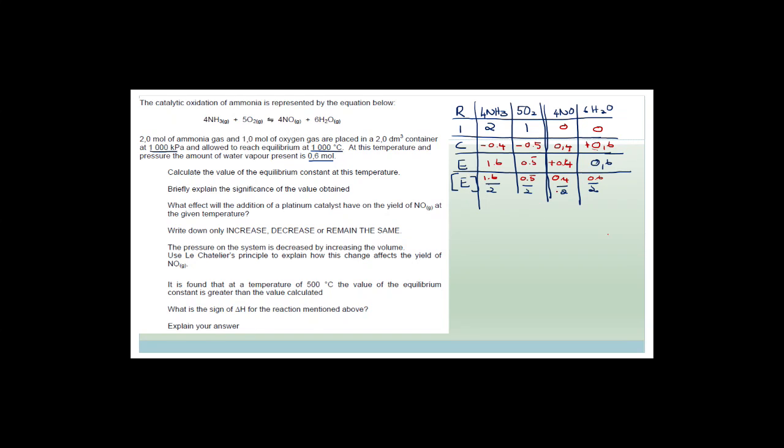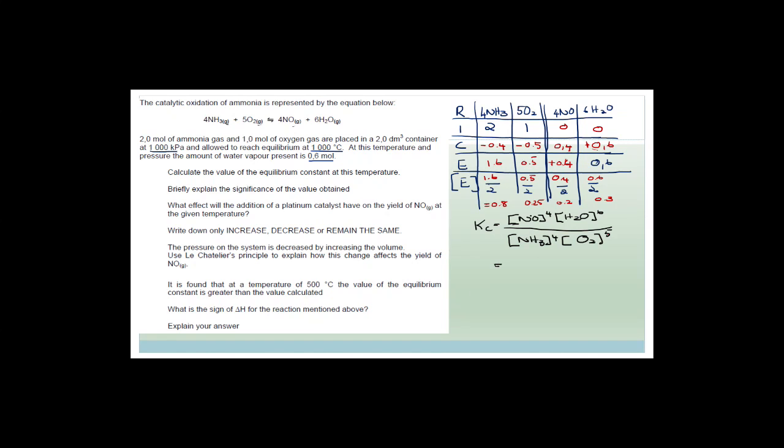But now obviously we have to divide all of this by the volume to get the actual values of our concentrations. So this is 1.6 divided by 2, which is 0.8. This is 0.25. This is 0.2. And this is 0.3. Right, now they wanted us to work out our Kc. So let's do it. Kc equals, checking again, all gases, so they can all be in your Kc expression. So it's going to be NO to the power of 4 multiplied by H2O to the power of 6, because it's always products over reactants. This is going to be NH3 to the power of 4 all over O2 to the power of 5.